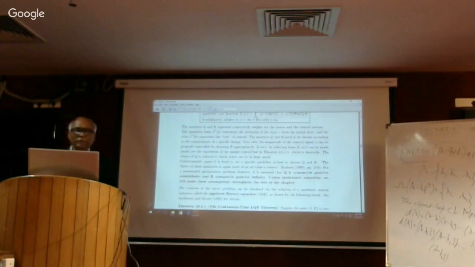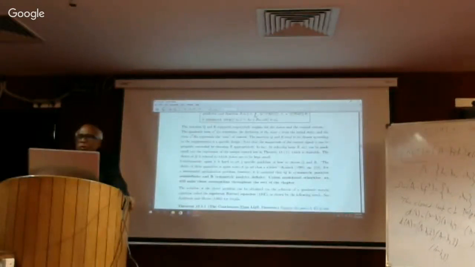Again, it's hard to set specific guidelines on how to choose Q and R. There are many papers that have been written on how to choose Q and R, but it's very hard to give such a guideline. And Thomas Kailath, in his famous book on linear systems, makes the remark: the choice of these quantities is more of an art than a science.